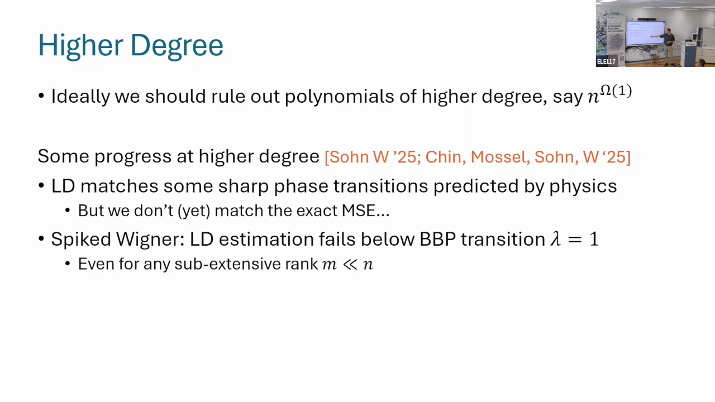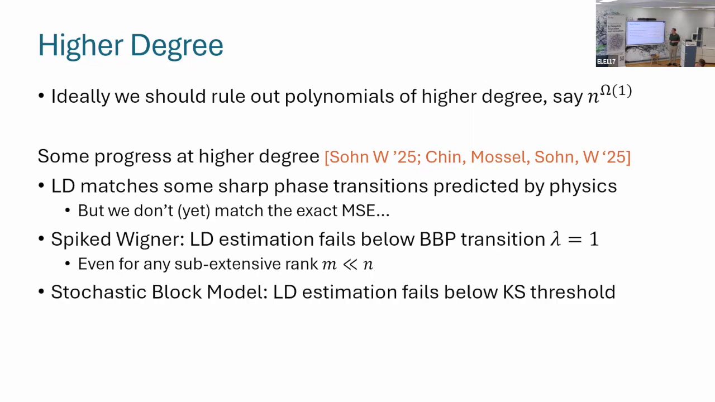And this also extends to a more general class of Wigner models than the physics methods have analyzed. So you can even take spiked Wigner with a growing rank, as long as the rank is smaller than n. BBP turns out to still be the right threshold.